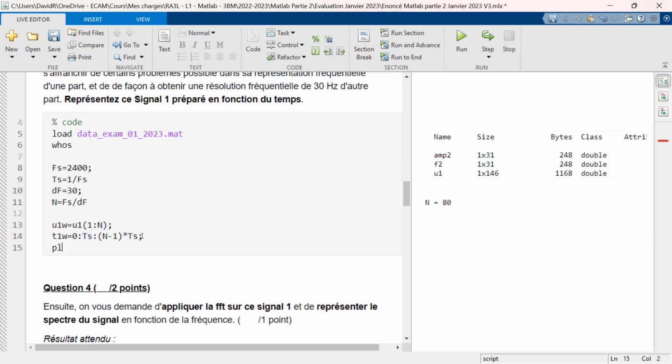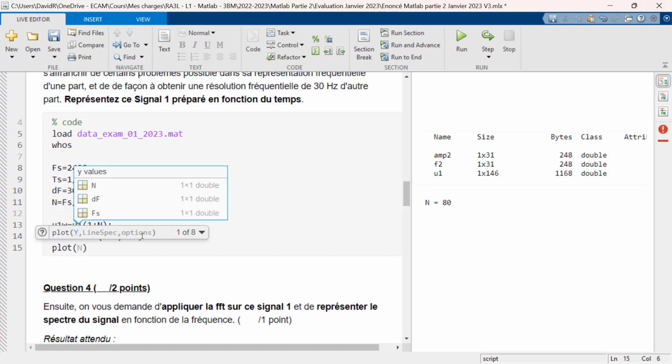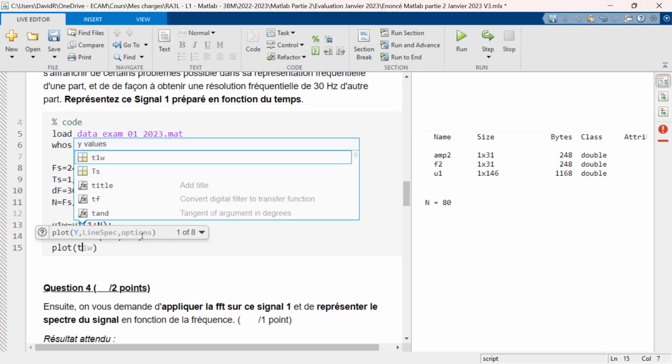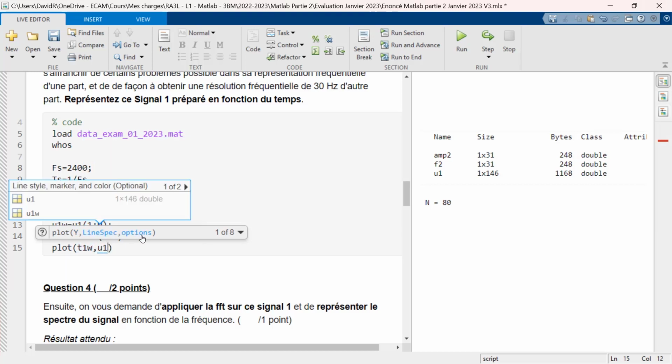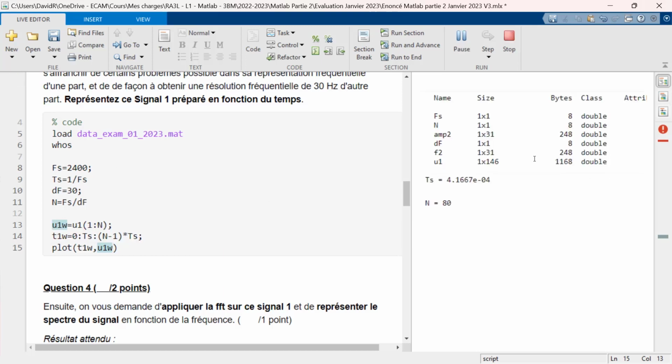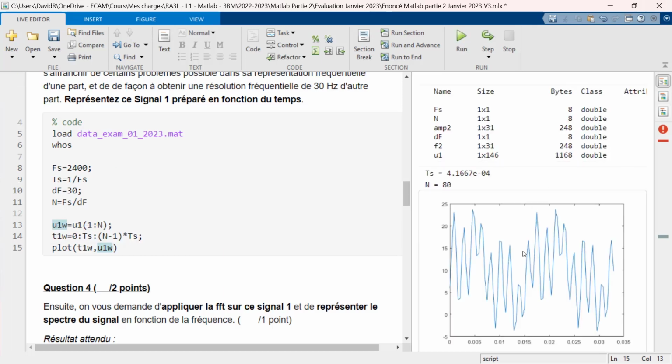Je vais ensuite pouvoir venir représenter l'information en question. Donc ici, ça va être mon T1W et mon U1W également. Et en faisant ça, voilà le signal en question qui a été préparé en fonction du temps. Alors en le représentant comme ça, ce n'est pas hyper lisible, mais on voit quand même qu'il y a une certaine figure qui semble se répéter, en tout cas qu'on va avoir jusqu'à peu près ici.